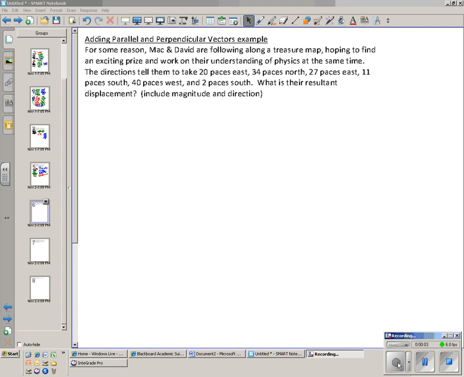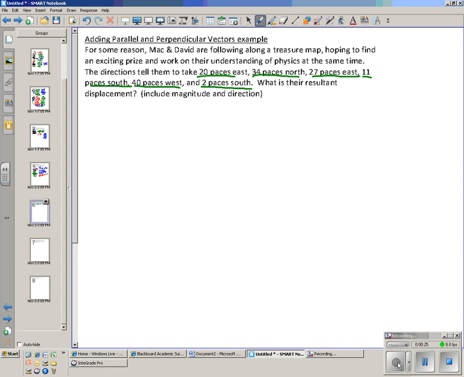So, another vectors example. This is adding parallel and perpendicular vectors. We read through and see that we're adding up a whole bunch of different displacement values. So we've got, here we are, it's 11. Okay, so we've got a whole bunch of numbers.